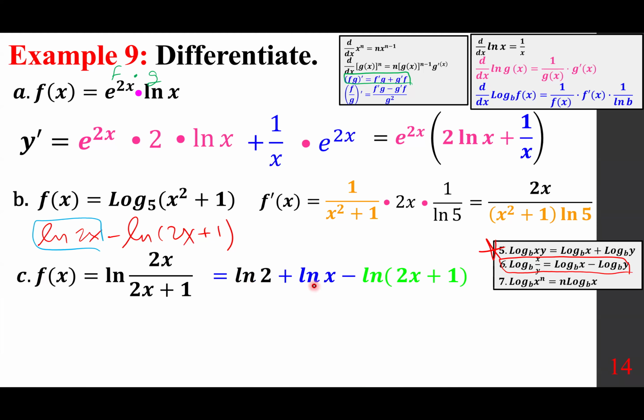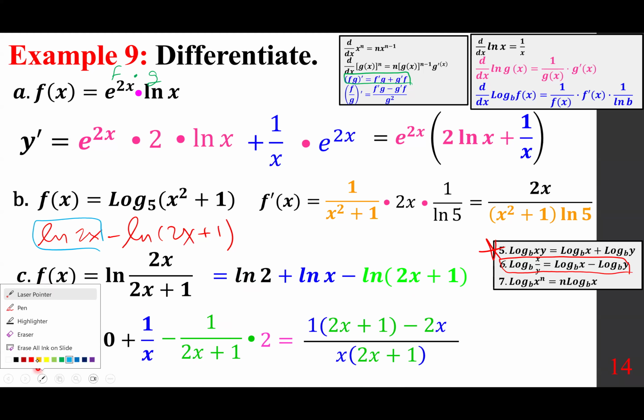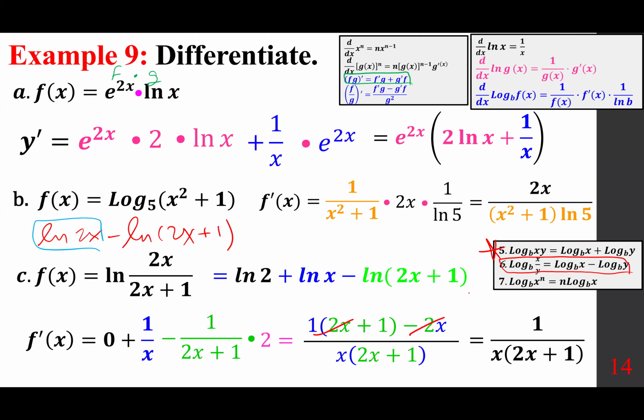This is a number, becomes 0. This is 1 over x. This one you flip it over. Minus 1 over 2x plus 1 times 2. And this is the only calculus step, I'm done. I'm going to take a common denominator of x times 2x plus 1. Then 1 times 2x plus 1 minus 2 times x. 1 doesn't change anything. These two cancel each other. We get 1 in the numerator. The final answer is f prime of x equals 1 over x times 2x plus 1.